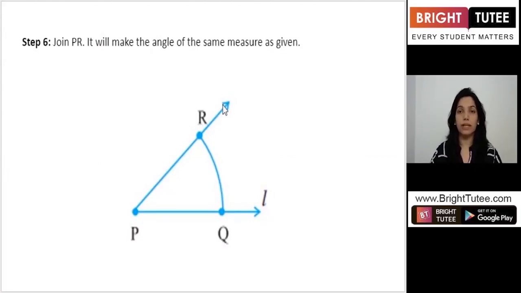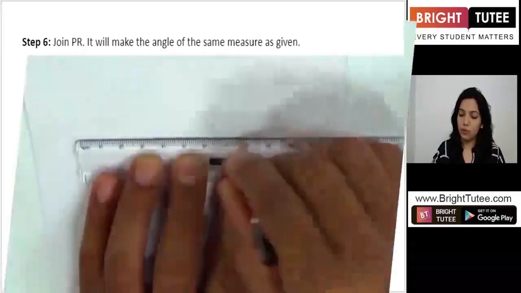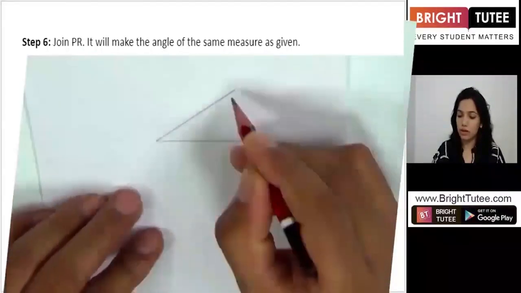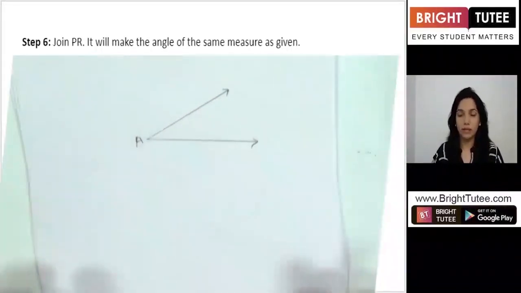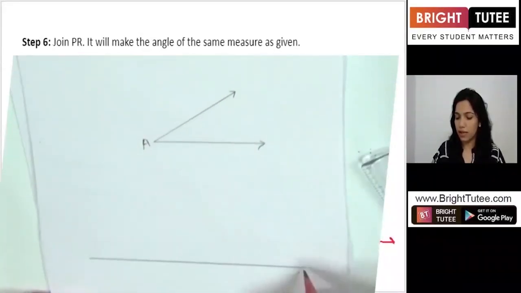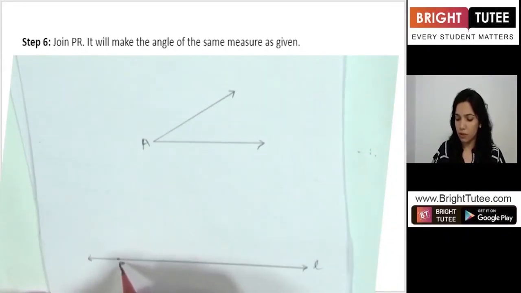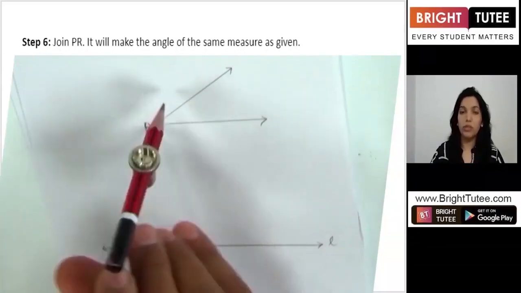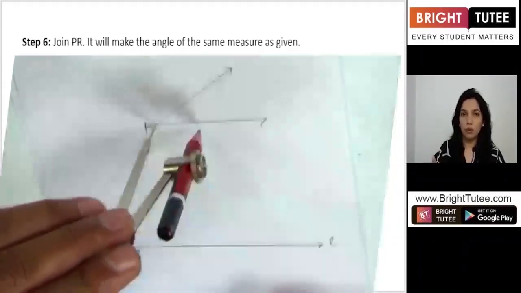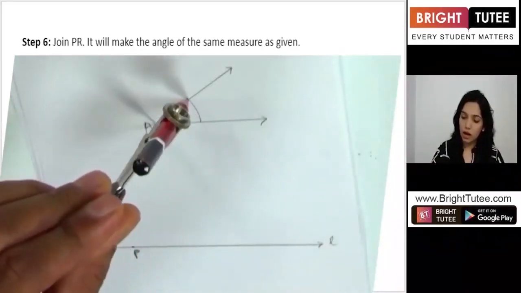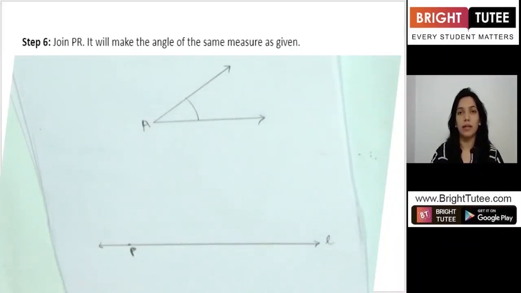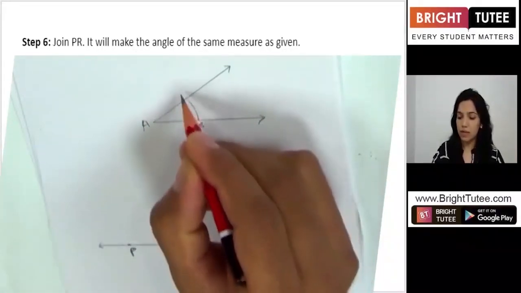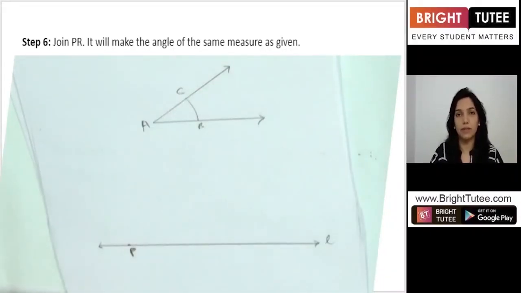Let's just quickly recollect all that we did. We were given a particular angle A, right? We need to draw a copy of this. So first of all we drew a line L and we marked a point P on it, right? Now with the opening of the compass, any opening we can take, we make an arc on this angle A. Let's say it is meeting the arms at B and C respectively.